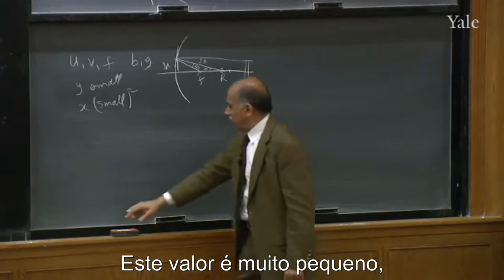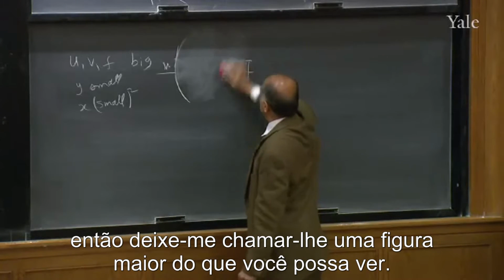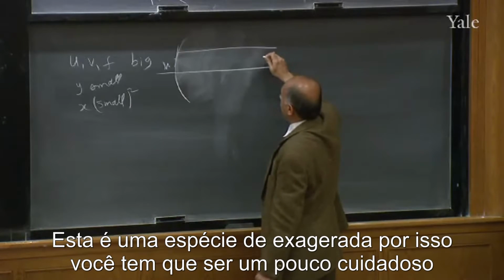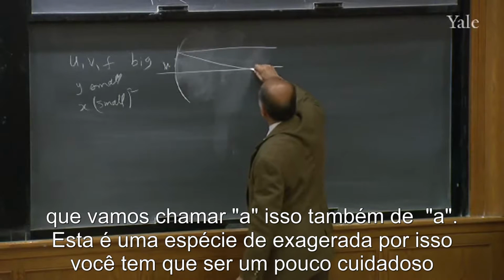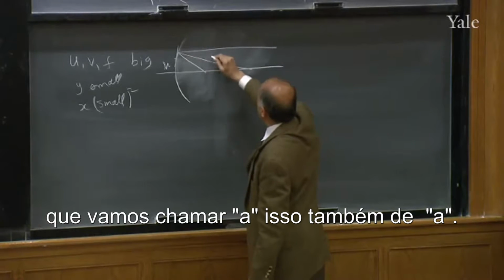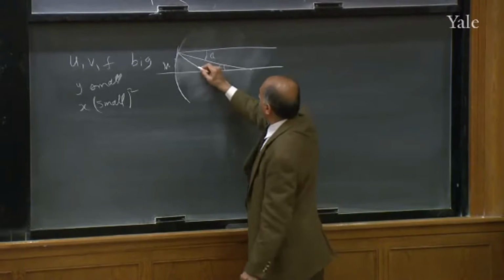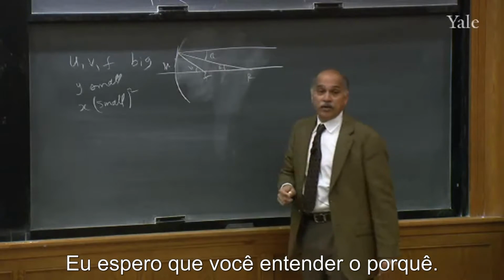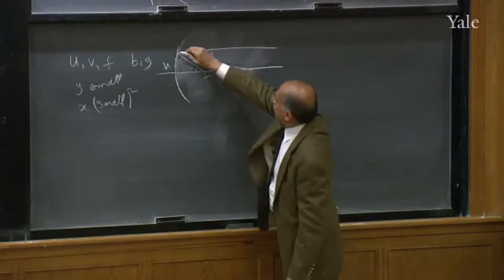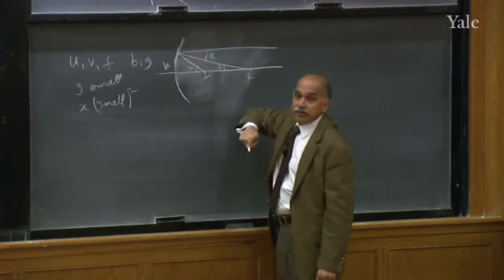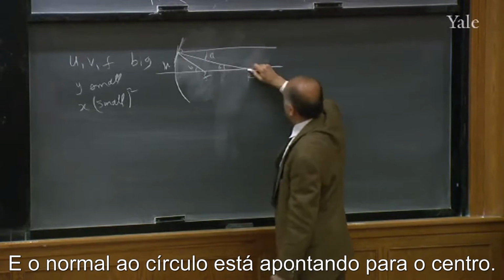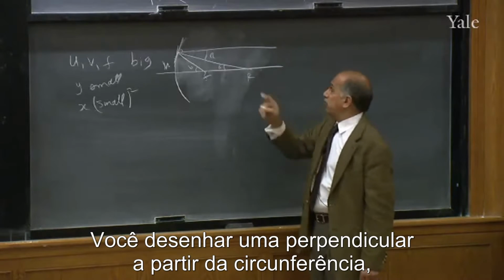This figure is too small, so let me draw you a bigger figure so you can see. This is sort of exaggerated, so you've got to be a little careful. Let's call that A, and that's also A. Now let's call this B. This is F, and this is R. I hope you understand why. That's the important part. This mirror locally is tangential to that line, tangent to the circle, and the normal to that circle is pointing toward the center. That's the way circles work. You draw a perpendicular from the circumference, you hit the center.